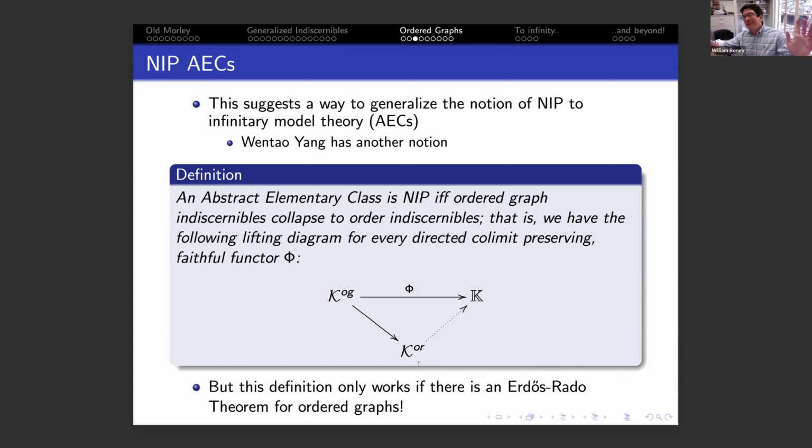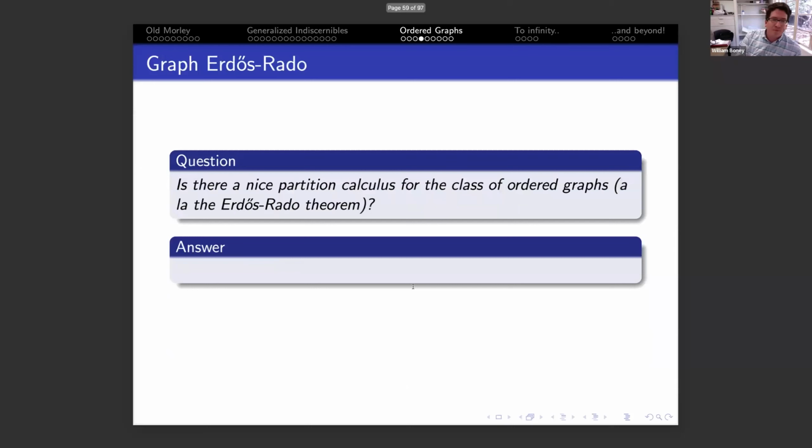As a great definition, again, definitions can't be wrong, but it's only useful if there are actual blueprints, like ordered graph indiscernibles, right? Otherwise, every AEC is NIP, and I haven't really done anything interesting. So we need to ask, are there structural partition relations for ordered graphs like the Erdős-Rado theorem? And the answer is maybe.